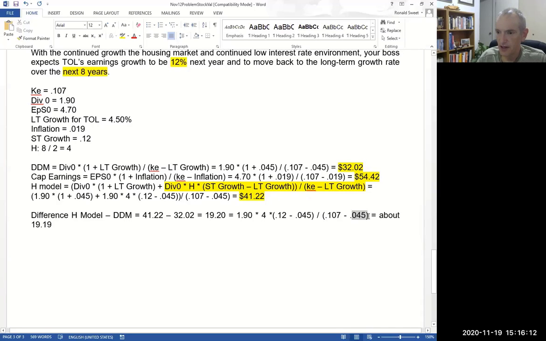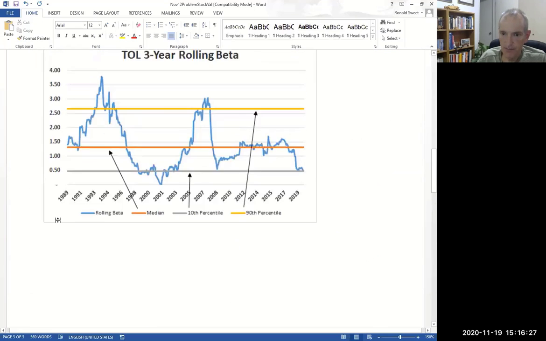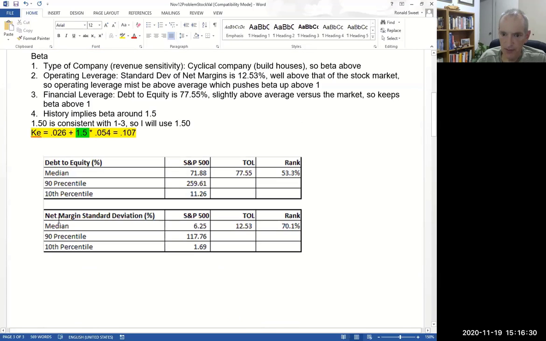Some students get off by decimal places here, using 45% instead of 4.5%. I'll definitely count off for that, but you get some partial credit. If you just give me a number that doesn't make any sense, and I don't know how you calculated it, there's no way I can give you partial credit. All right. So that's that problem. Any questions on that?